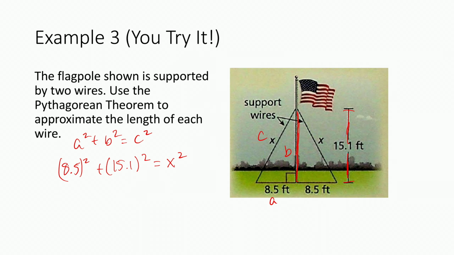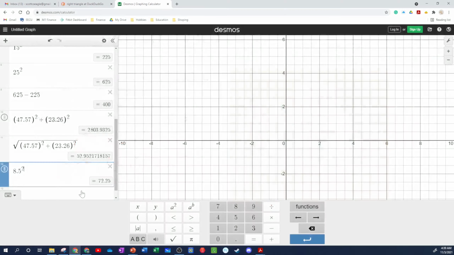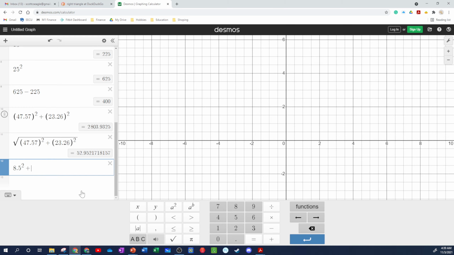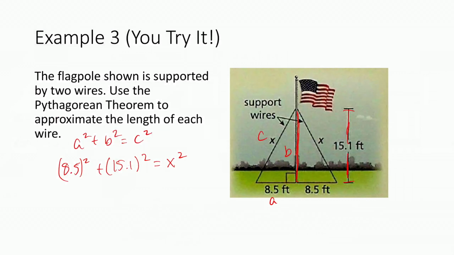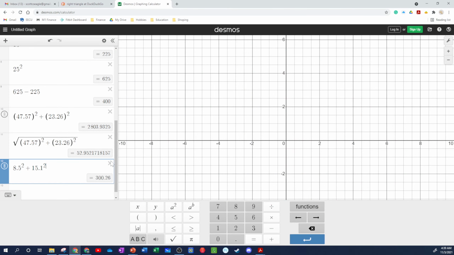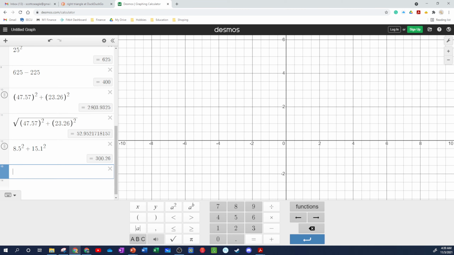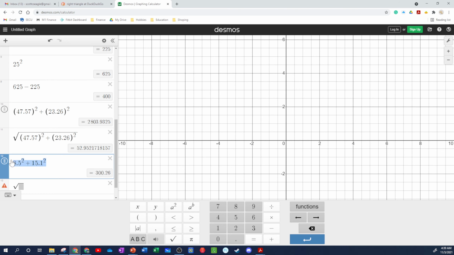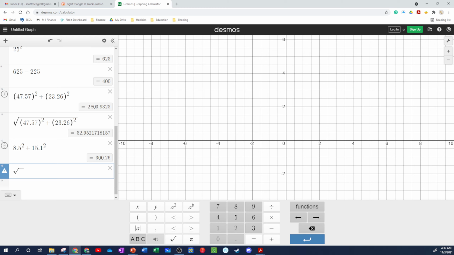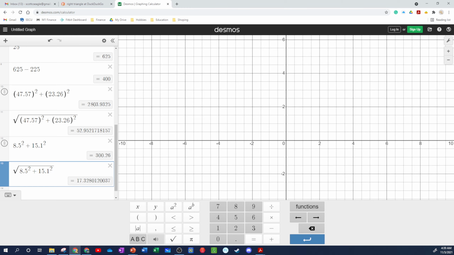Okay. All right. So if we're going to go over to decimals, I'm just going to write 8.5 squared is 72.25. And I want to add that with 15.1 squared, like so. All right, so it's going to be 300.26, right? And so from here, I want to take the square root of that. So I'm going to take the square root and I'm going to copy and paste all of this. Control C, put it right in there, and Control V, paste it in there. So the wire length is going to be 17.32.